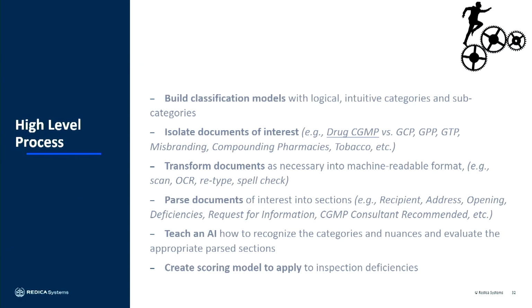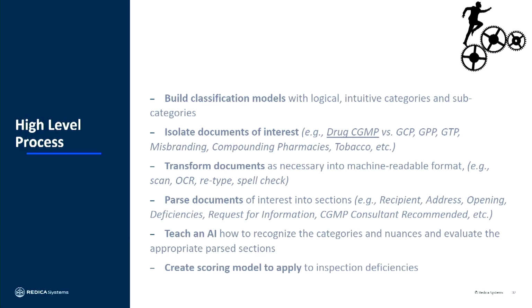We have to get the documents of interest. These documents are all of interest to certain people, but for what we're talking about today, we're talking about the drug CGMP inspections. There's a lot out there with GCP, good tissue practices, compounding pharmacies, tobacco. We don't care about those right now in this particular analysis. We're just looking at the drug CGMP ones. And once we have them, we have to put them into a machine-readable format. We already talked a little bit about that.